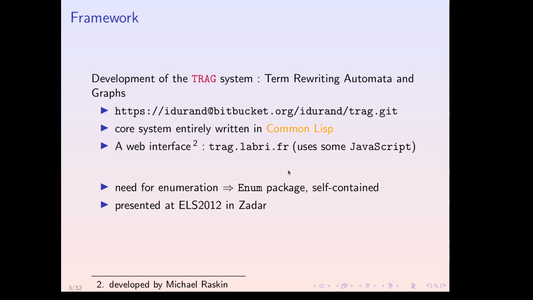Myself, I felt the need for enumeration when I was working on my research project, which is about terms, term rewriting systems, term automata, and graphs. The system is entirely written in Common Lisp, and there is now a web interface developed by Michael Raskin that uses some JavaScript. I started the enum package about 10 years ago. It remains self-contained. The first version was presented at ELS 2012 in Zadar.